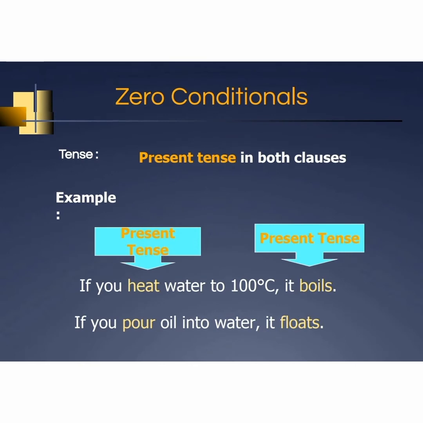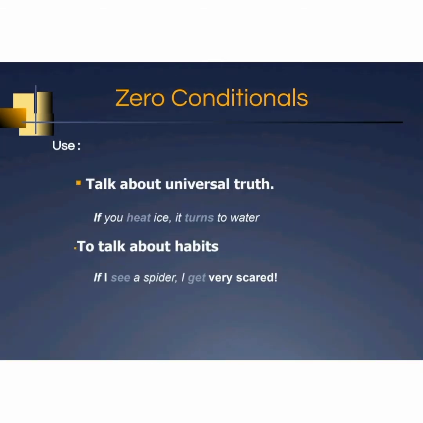Zero conditional tense: present tense in both clauses. Example: if you heat water to 100 degrees, it boils. If you pour oil into water, it floats. Zero conditionals are used to talk about universal truths. If you heat ice, it turns to water. Also to talk about habits. If I see a spider, I get very scared.